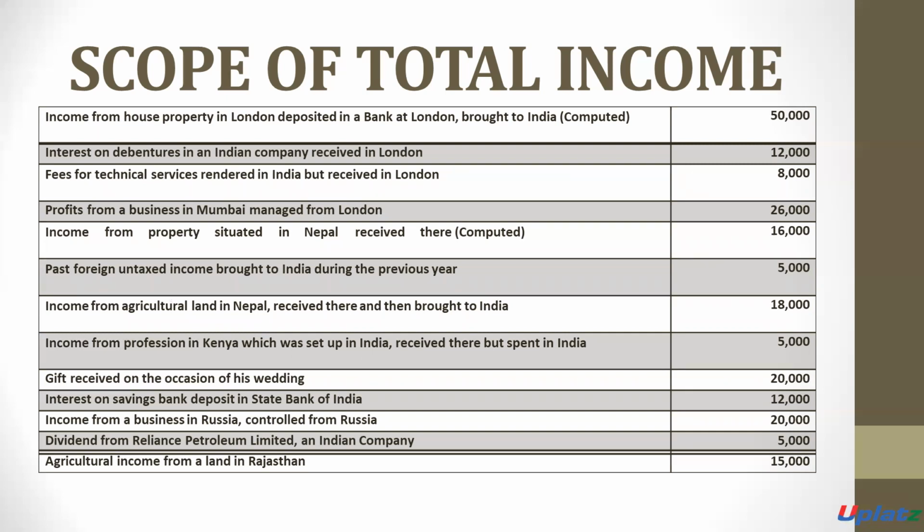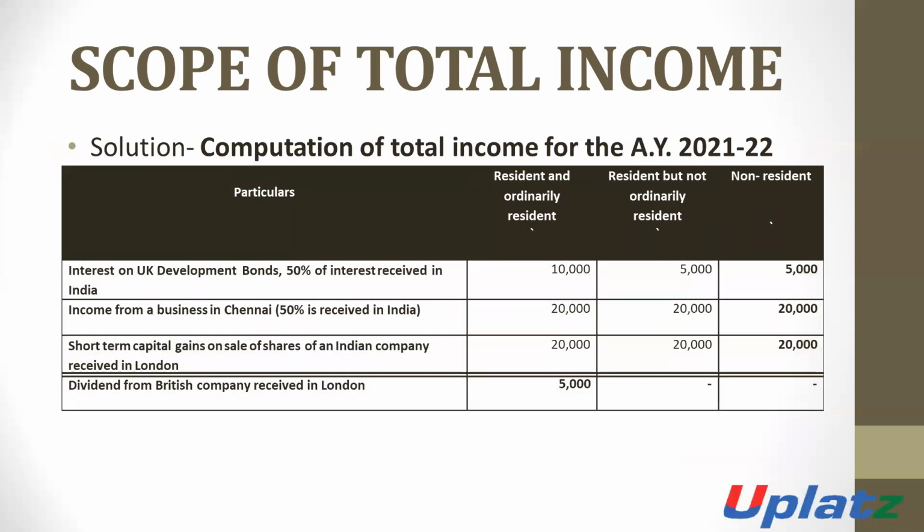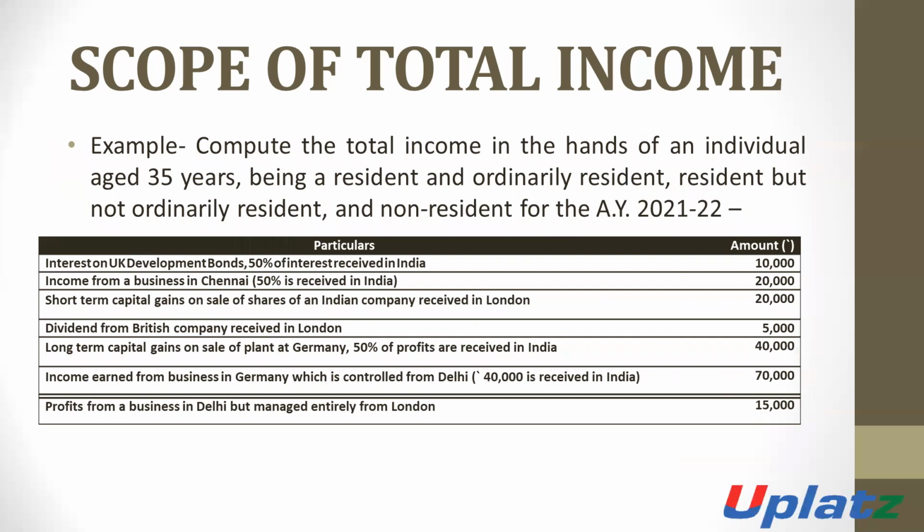Income from business in Russia, controlled from Russia, 20,000. Dividend from Reliance Petroleum Limited, an Indian company, 5,000. Agriculture income from the land in Rajasthan, 15,000 rupees. On the basis of this, we need to calculate the amount which will be taxable in the hands of such individual. Number one, interest on UK development bond, 10,000 rupees.